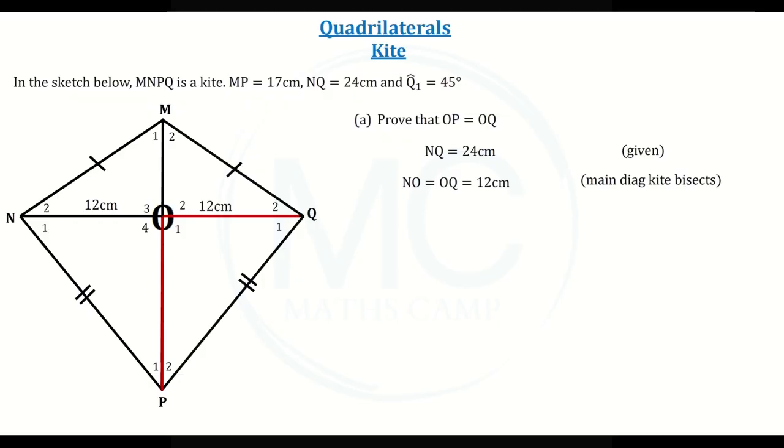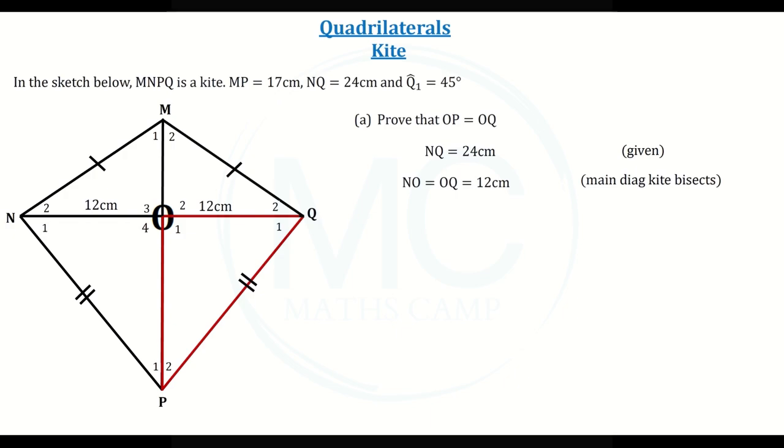We now know that OQ is 12 centimeters long. So to prove that OP is equal to OQ, we need to prove that OP is 12 centimeters long as well. But we don't know anything about the length of OP, MO, or any other side of the kite. So what do we know? The red line on OP and the red line on OQ show us that both of these lines sit on triangle POQ. So let's make PQ red as well.